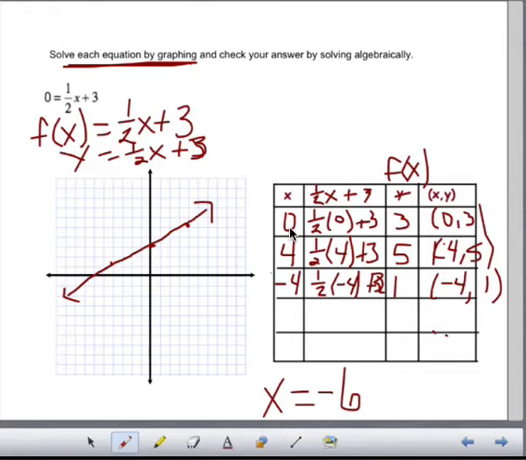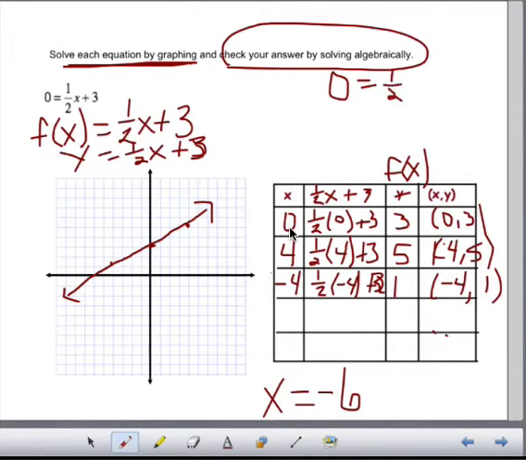Now notice up here it says check your answer by solving algebraically. So let's solve that equation. Let's go back. Our original equation is 0 equals 1/2 x plus 3. I'm going to erase this part right here just so we have room.